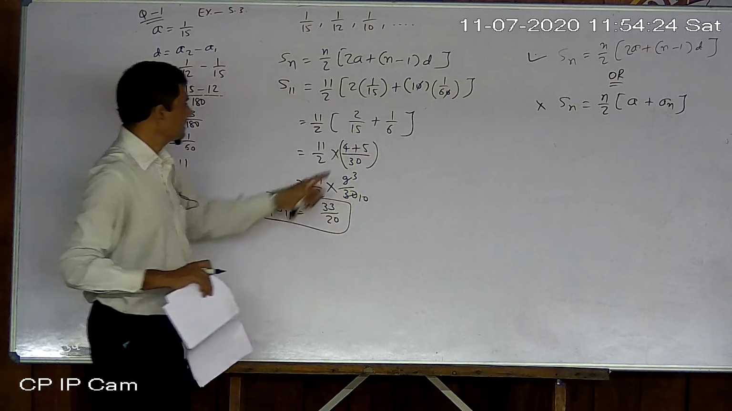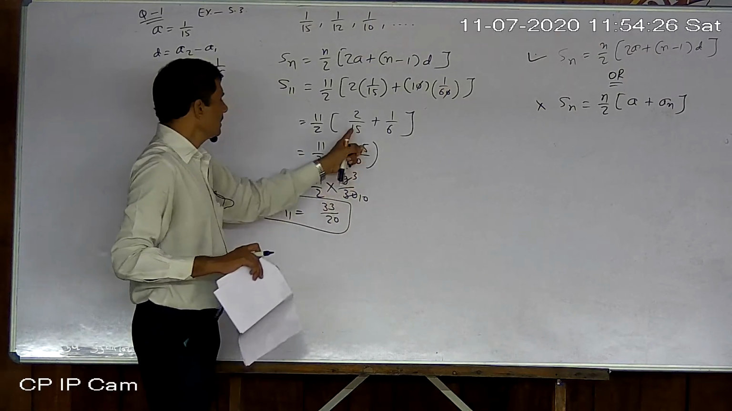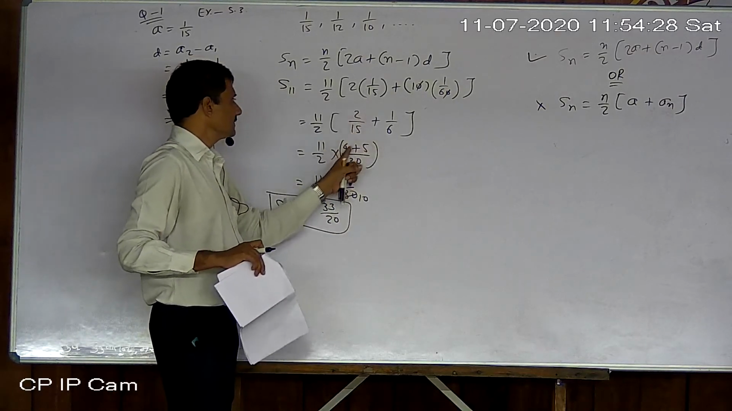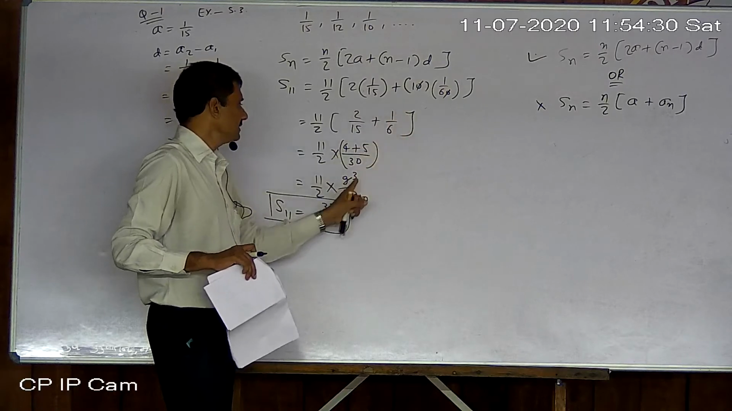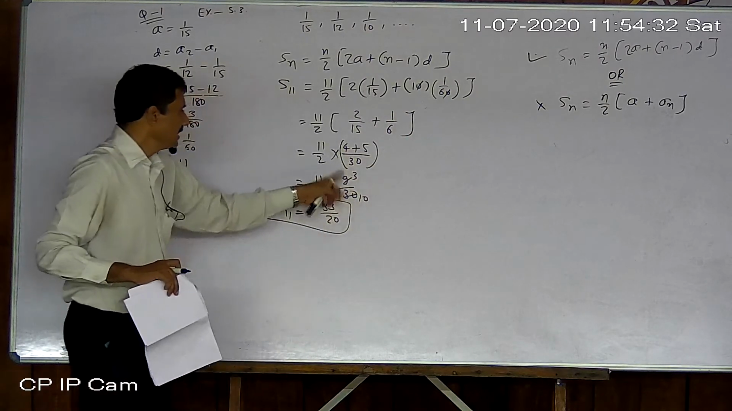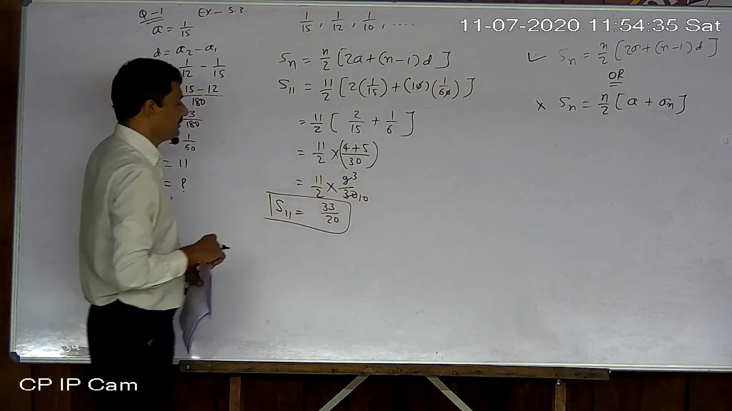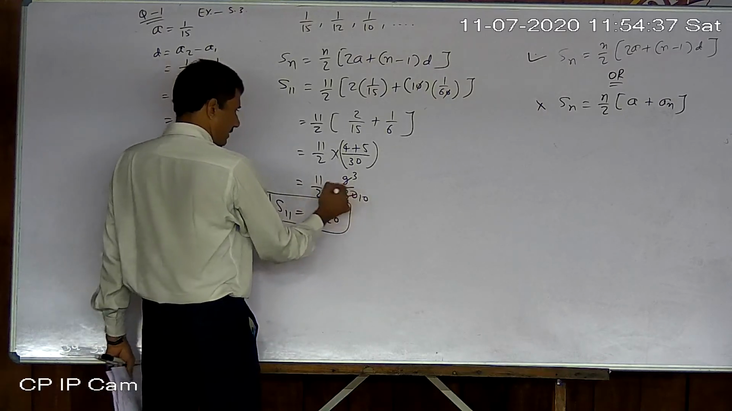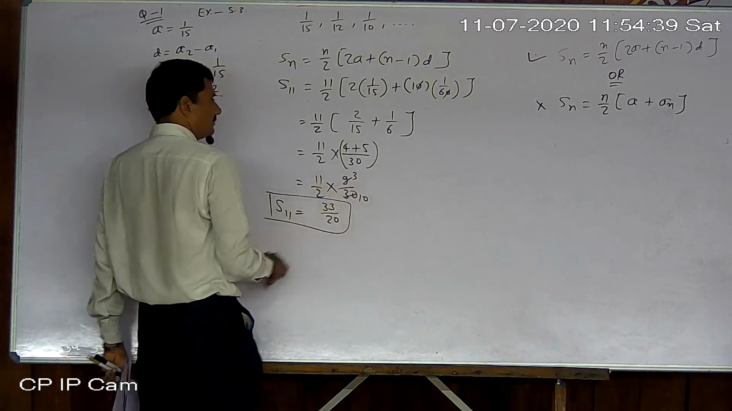LCM of 15 and 6 is 30. Now 15 to the 30, so 2 to the 4. 6 5s are 30, so 1 5 is 5. So 4 plus 5 is 9 upon 30. Cancellation is possible by 3 only. Now no further cancellation is possible, so 33 upon 20.